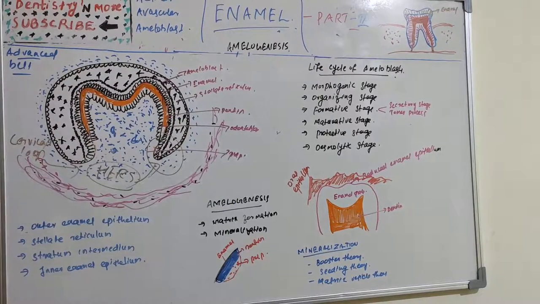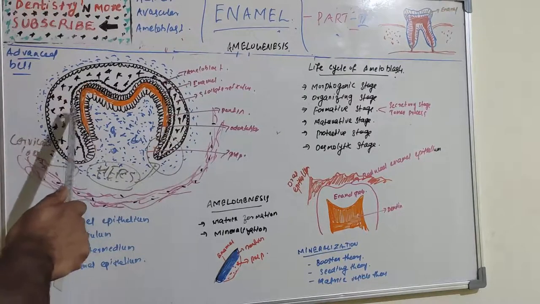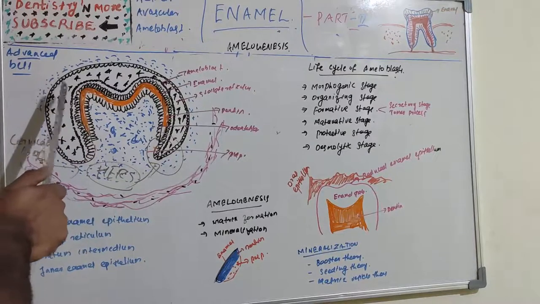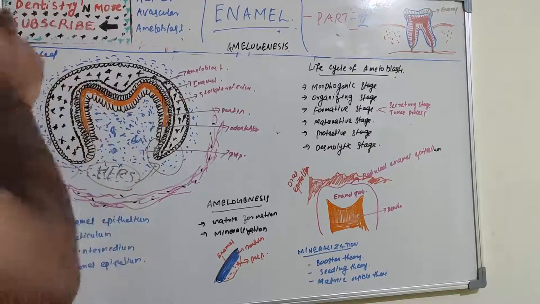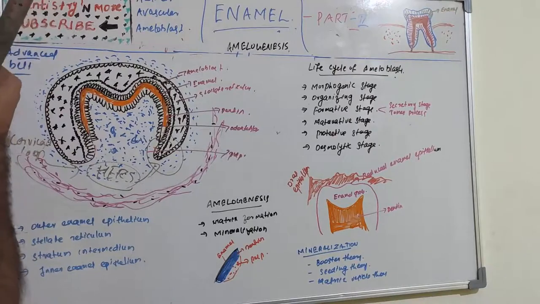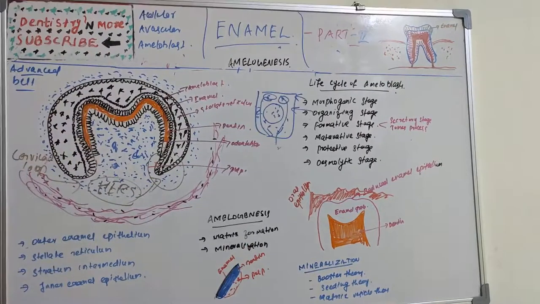So in the morphogenic stage, which is just before the ameloblasts are fully differentiated, what happens? This inner enamel epithelium interacts with adjacent mesenchymal cells, which differentiate the shape of DEJ and crown. Okay. So in this stage, Golgi apparatus and centrioles are located in the proximal end of the cell, and mitochondria are evenly dispersed throughout the cytoplasm.